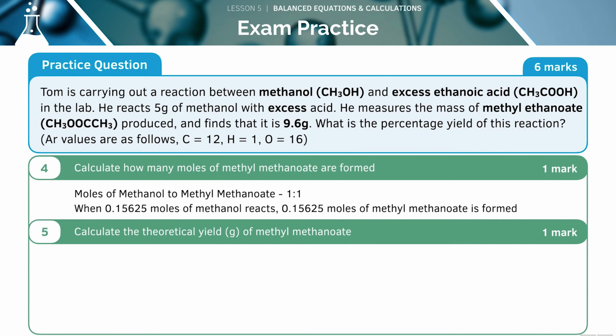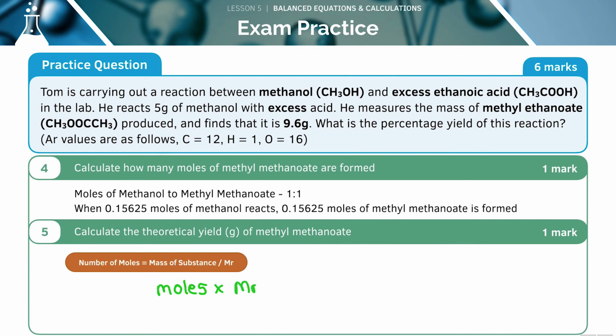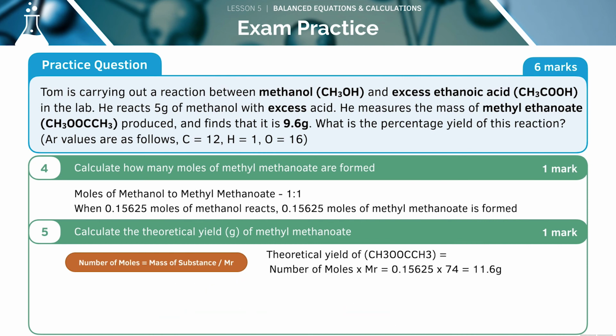Now we can calculate the theoretical yield of methyl methanoate. So again, we can use moles is equal to mass over MR. And from there we can say that mass is going to be moles times MR. So this gives us 0.15625 times 74 equals 11.6 grams.